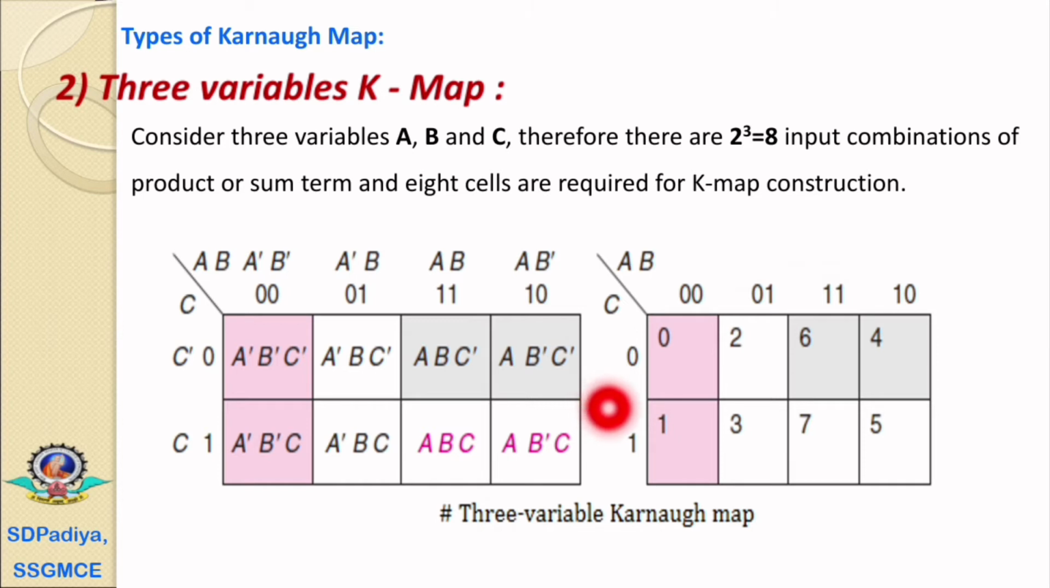Now, if we find out the combinations for that, then it will be 0 0 0, 0 0 1, 0 1 0, 0 1 1, 1 1 0, 1 1 1, 1 0 0, and 1 0 1. Therefore, if we convert these bit values into decimal, then the designations of all these 8 cells are 0 1 for the first column, for the second column 2 3, for the third column 6 7, and for the fourth column it is 4 5.